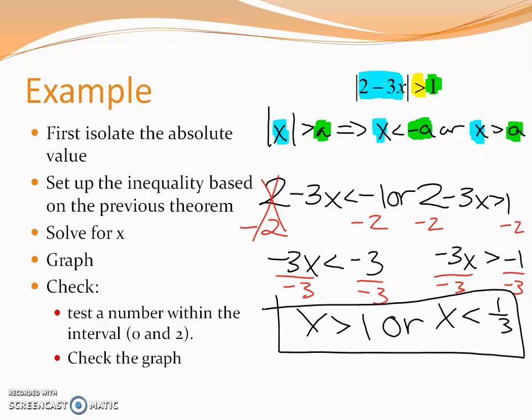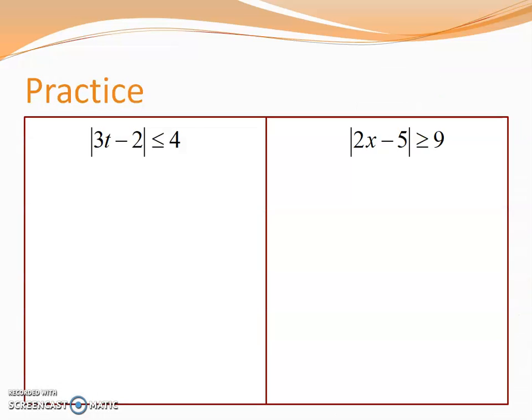Okay. A couple other practice questions here. This one on the right we still don't have filled out. Absolute value of 2x minus 5 is greater than or equal to 9. Okay, first step, remember, is to check. Is this by itself? Do we need to move anything over? Nope, it's by itself, so we're good there.